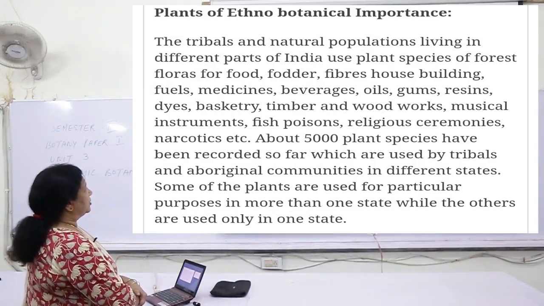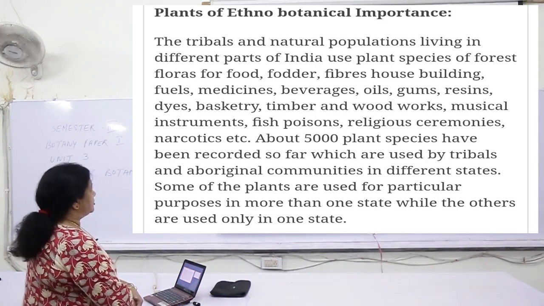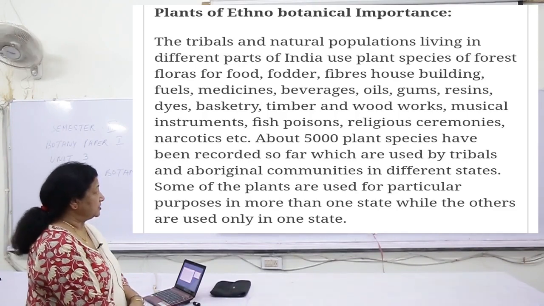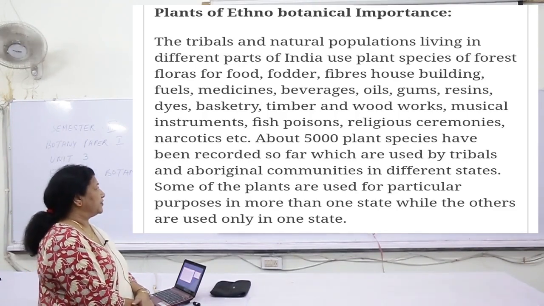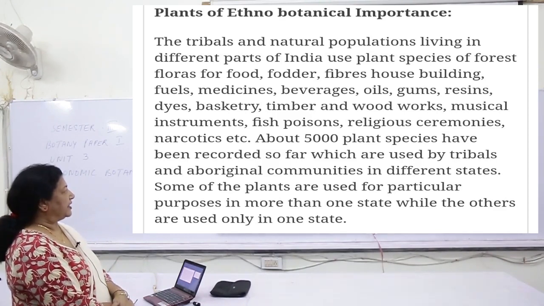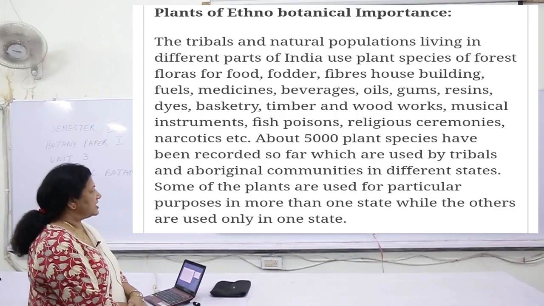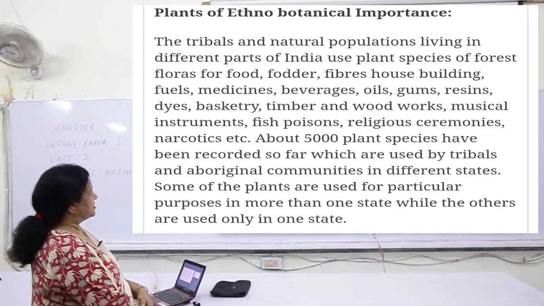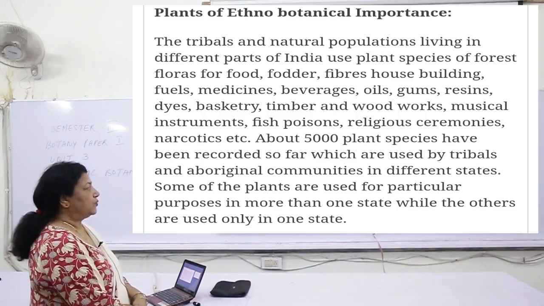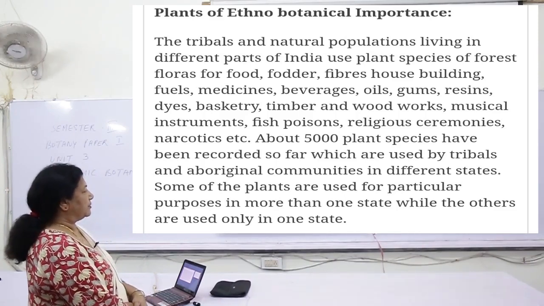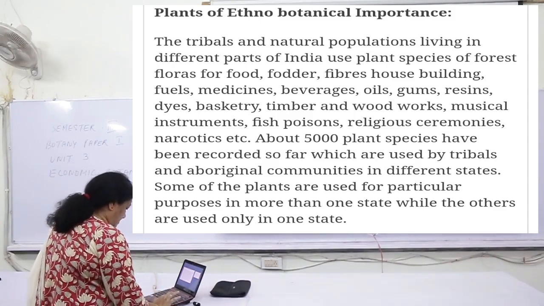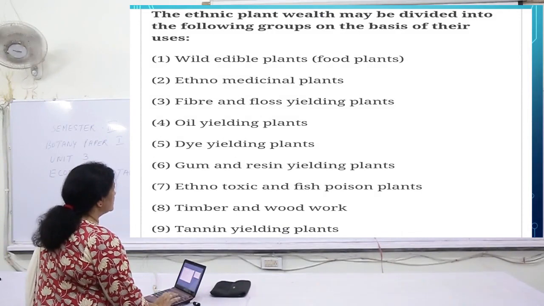Now, some of the plants of ethnobotanical importance. The tribals and natural populations living in the different parts of India use plant species of forest flora for food, fodder, fibers, house building, fuels, medicines, beverages, oils, gums, resins, dyes, basketry, timber and woodworks, musical instruments, fish poisons, religious ceremonies, narcotics, etc. For all these purposes, they are using different parts of plant species. About 5,000 plant species have been recorded so far, which are used by these tribal and aboriginal communities in different states. Some of the plants are used for particular purposes in more than one state, while other plants are found in that particular state only.